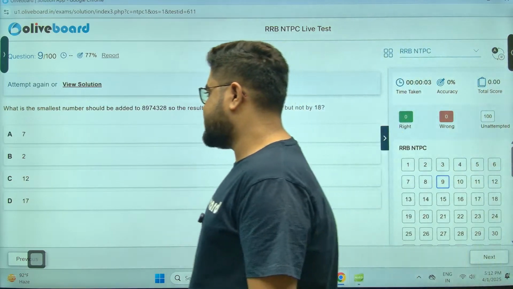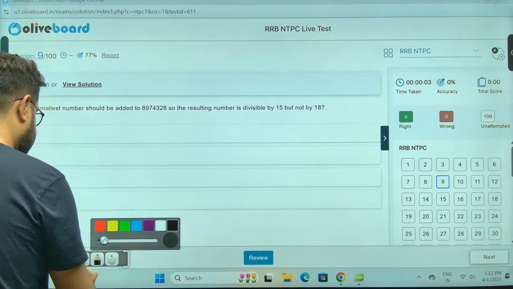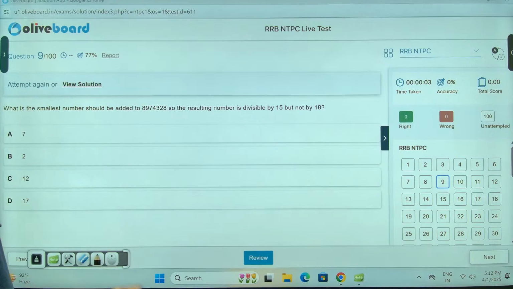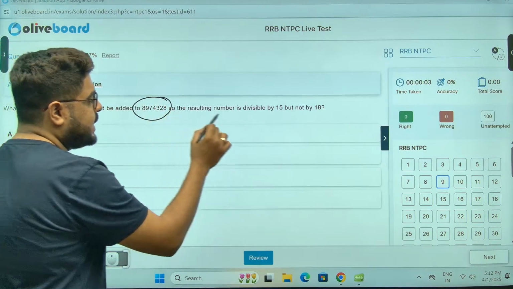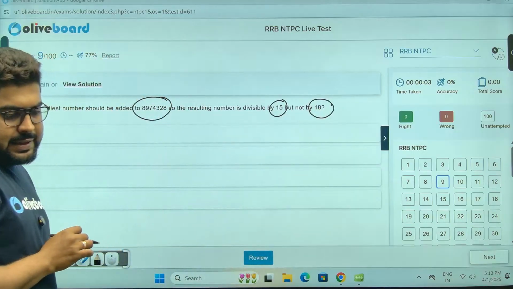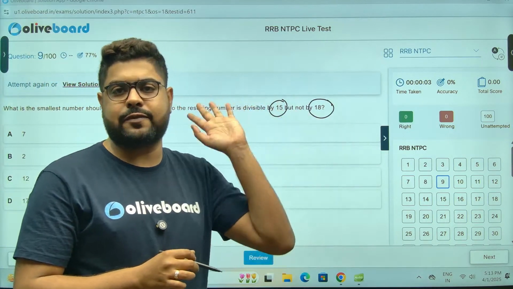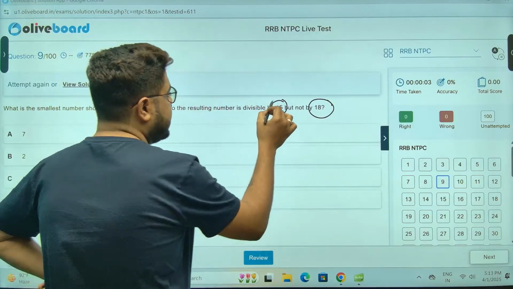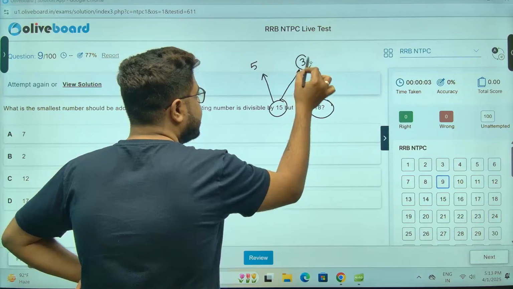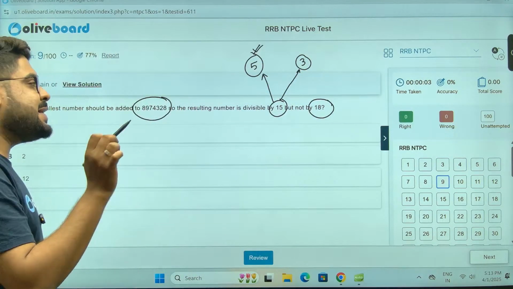Next question. Smallest number that should be added to this so that it is divisible by 15 but not by 18. Okay, sir, let's take the positive. In these situations, always start with the positive condition. Divisible by what? 15. 15 means 5 and 3. It is always easier to check for 5, so let's check for 5.